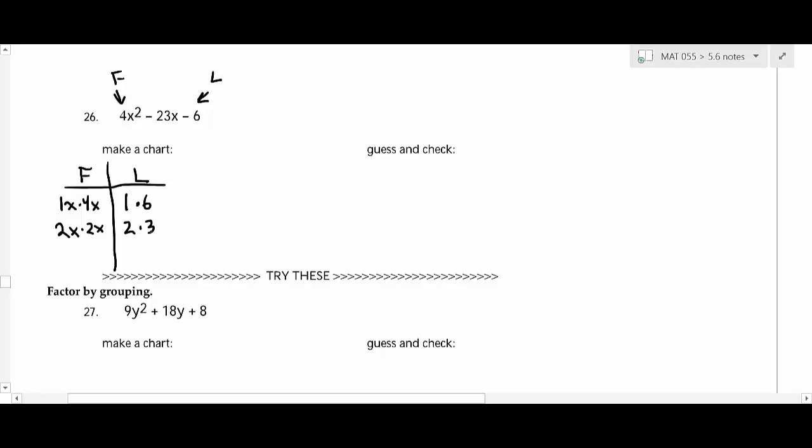Now, for this one, if you look at the 23, isn't that way bigger than the other two? So it might make sense to pick far. But I'm going to show you what happens if you pick close. Let's say we start with 2x and 2x, and then 2 and 3. Let me show you what would happen, because you're going to guess wrong when you do these. The inside term would be 4x. The outside term would be 6x. What are you trying to get? Negative 23x. So that doesn't work, so scratch that idea.